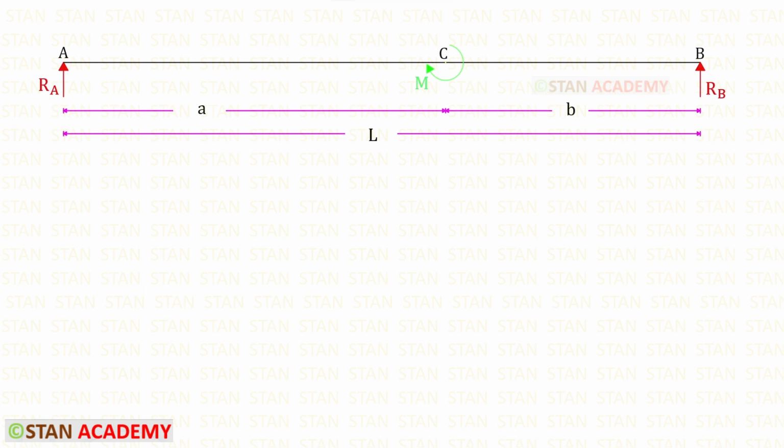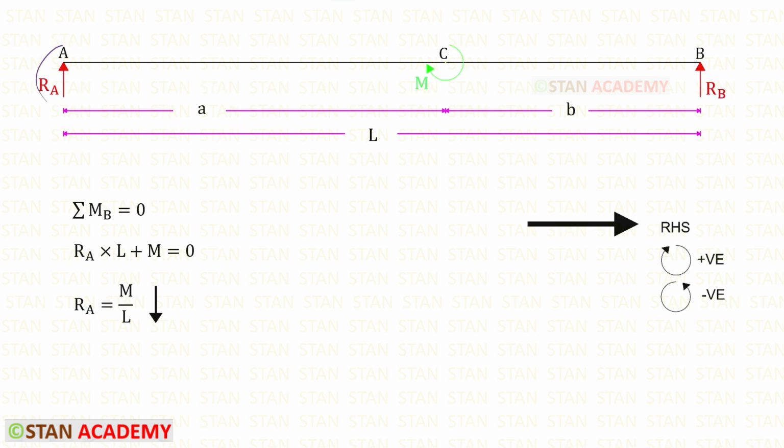Hello everyone. Today we are going to analyze this simply supported beam. In this beam there is a concentrated moment M. It is acting in the clockwise direction and it is located at a distance of A from the left support. To find RA, let us take moment about B.